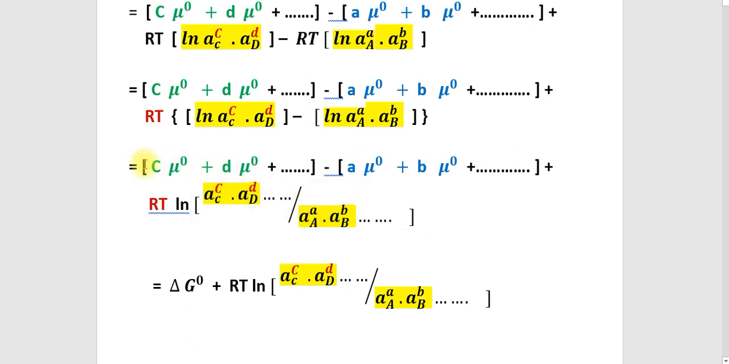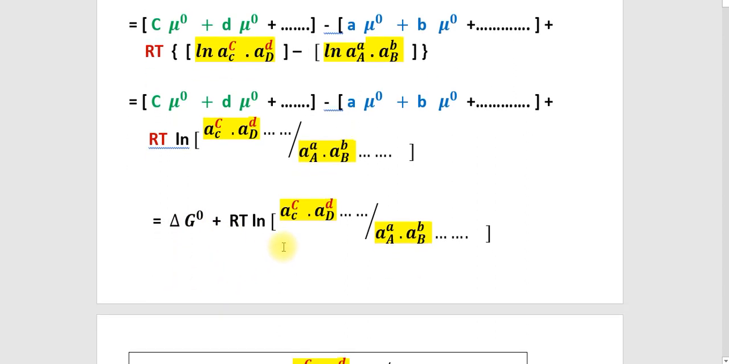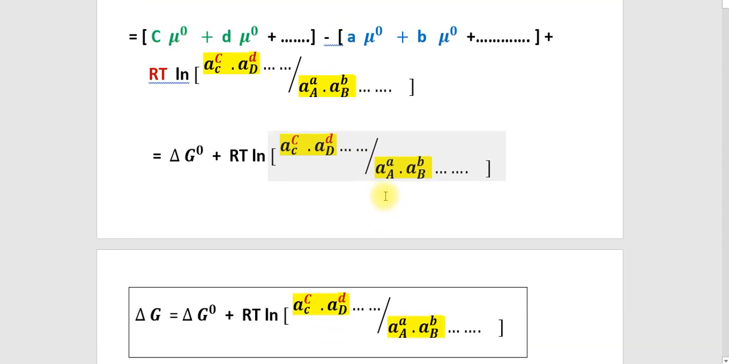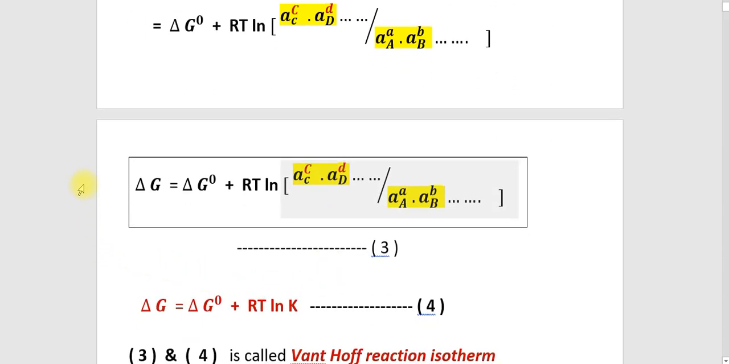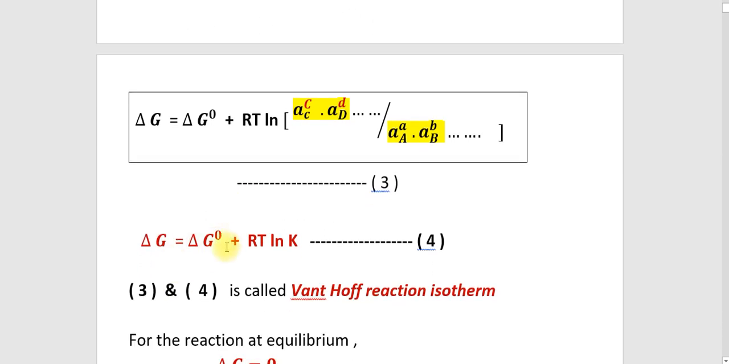ഇനി എനിക്ക് നേരത്തെ എഴുതാമായിരുന്നു. Here we can substitute this term, the first term, as delta G0. കാരണം എന്താണ്? This is the G products minus G reactants എന്നാണ്. So it is replaced as delta G0 plus RT ln AC raised to C into AD raised to D divided by A raised to A into AB raised to B.